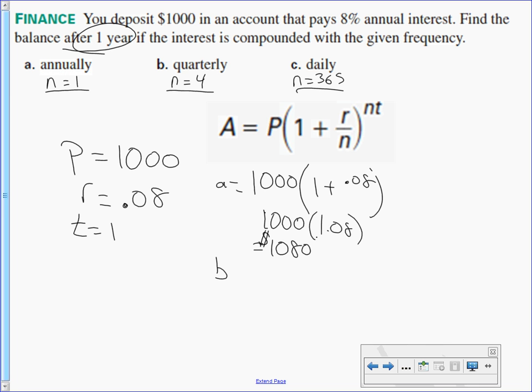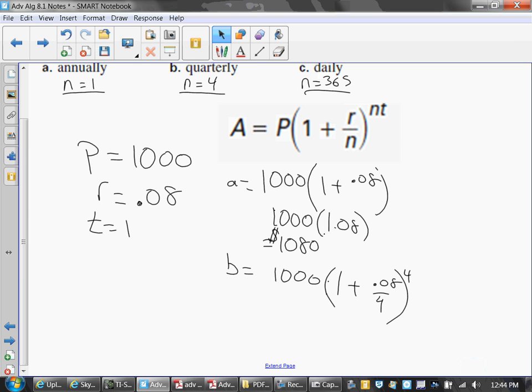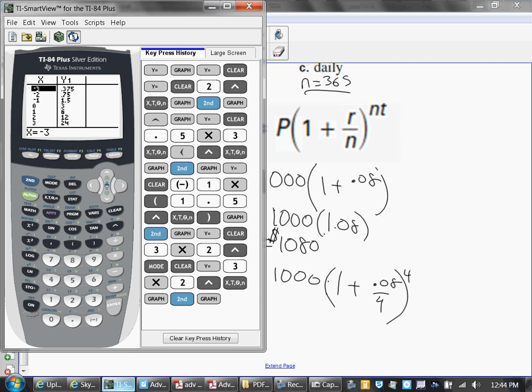All right. In part B, we have 1,000 times 1 plus 0.08 divided by 4 to the 4th power, because it's 4 times 1. So when you type that in your calculator, my suggestion is to type it slowly and be careful. Just watch what you're doing, okay? Break it off into easier chunks. More often than not, you guys will go too fast when you type that in.